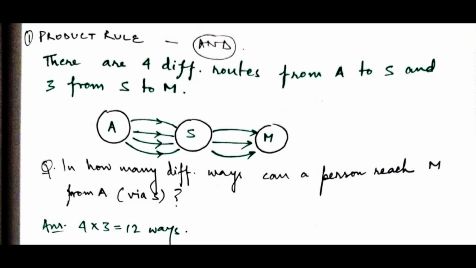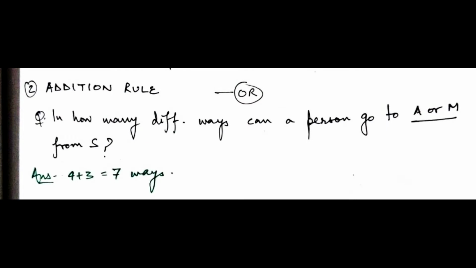If we ask in how many different ways can a person go to either Ahmedabad or Mumbai from Surat, right? How many ways? So there are 4 ways plus 3 ways, or 7 ways. This is the addition rule. This is also part of the fundamental principle of counting.